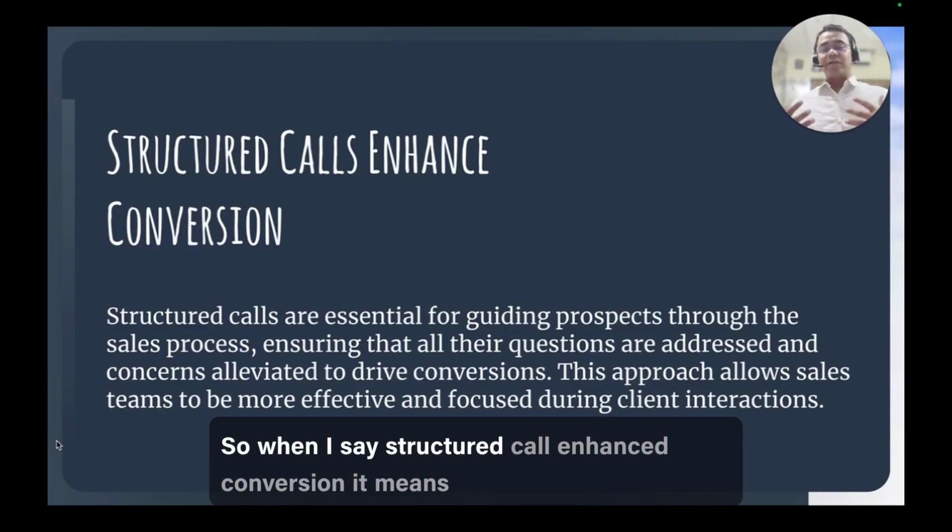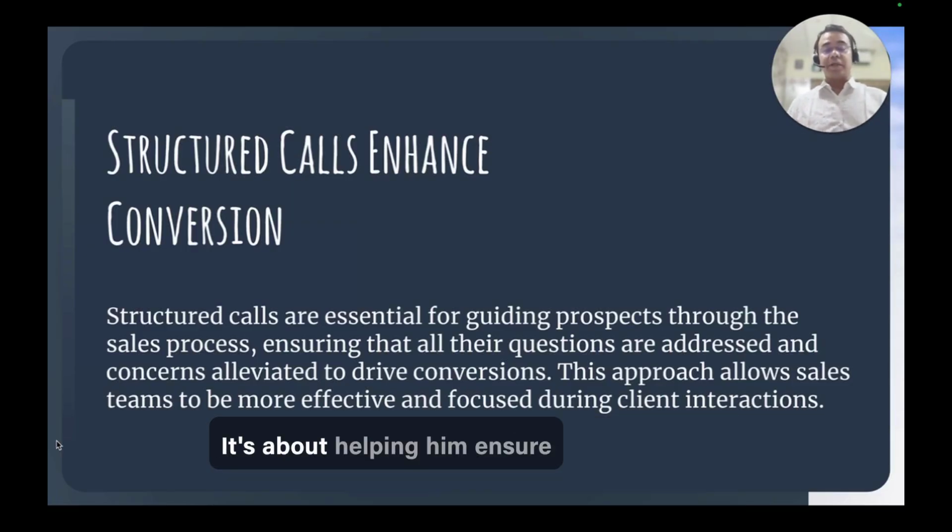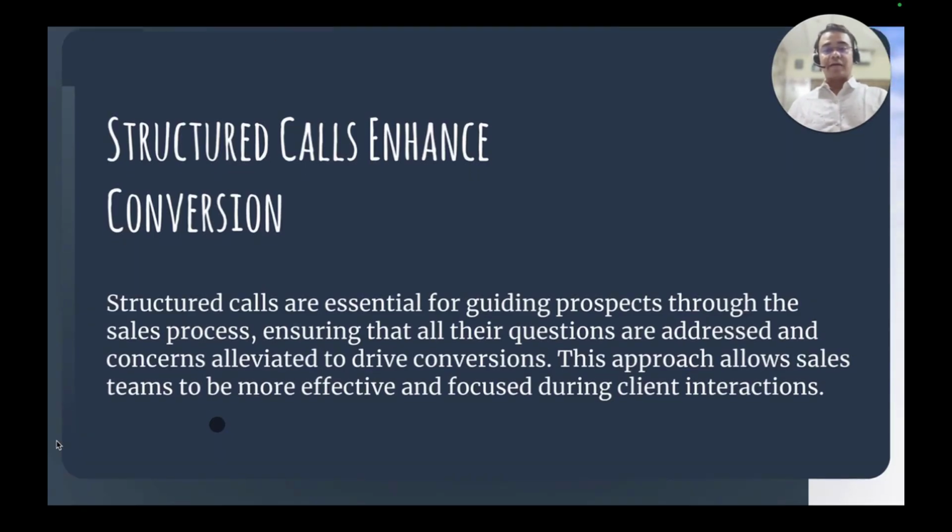So when I say structured call enhanced conversion, it means that it's actually guiding the prospect through the sales process. It's about helping him ensure that all his questions are addressed and all the concerns are alleviated to drive the conversation. This is very important because it leads to the profound discovery of the customer's requirement with effective dialogue and communication, and it leads to the focus on the client and on the client interactions to give maximum return on investment to your client.